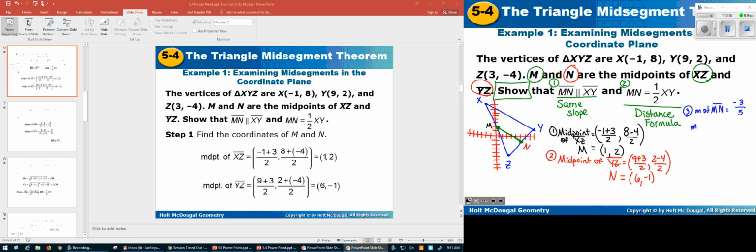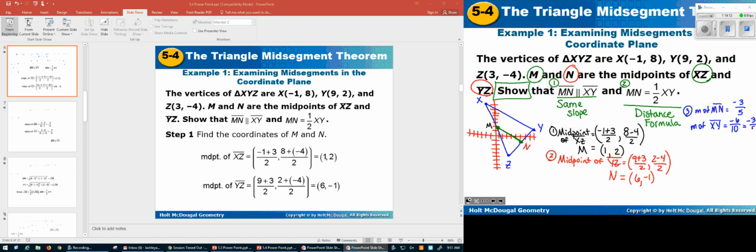Then we'll find the slope of the line that it's supposed to be parallel to, XY. So go ahead and do that. What's your rise and your run from X to Y? Anna says down 6, right 10. Somebody agree with her? Okay, so we have -6 over 10, but that can reduce. What does that equal to?